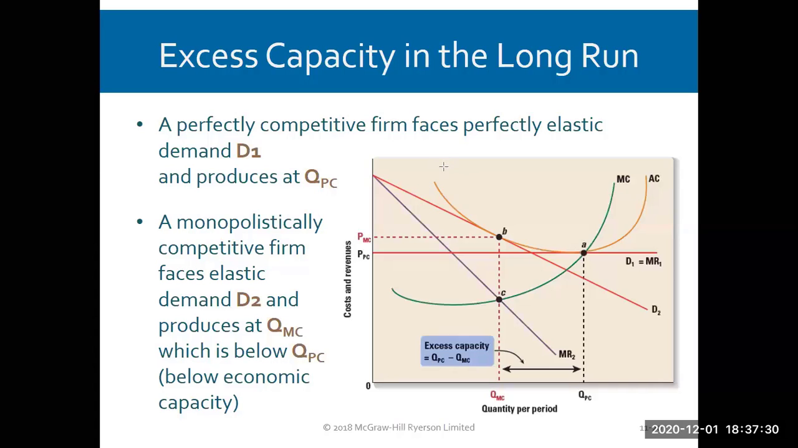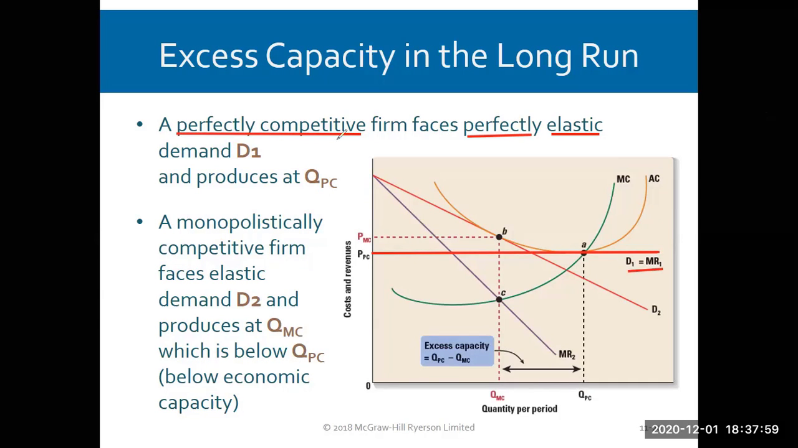So let's look at the long run situation in a perfectly competitive firm. A perfectly competitive industry faces a perfectly elastic demand curve. So it's horizontal right there, right at the current going price that's determined in the industry. So that's how we start looking at the old perfect competitive solution. And this is a picture of the individual firm.